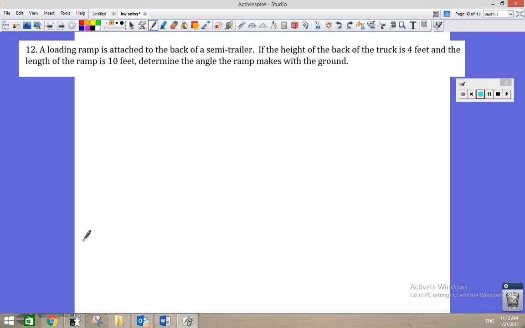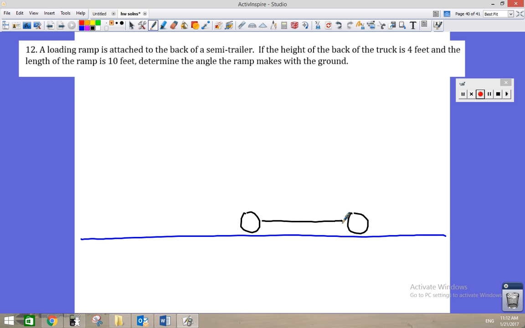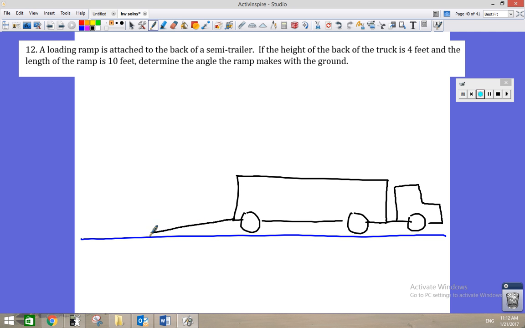Alright, so we have the ground, we've got some semi-truck, or at least the trailer of the truck. And we have a ramp on the back of the truck like this, so that we can load up the truck.